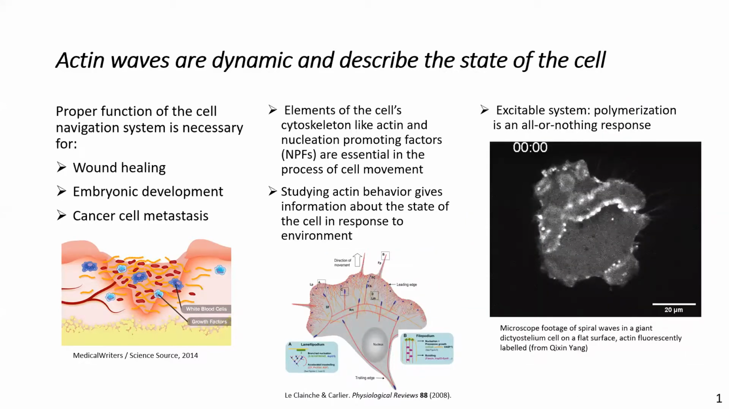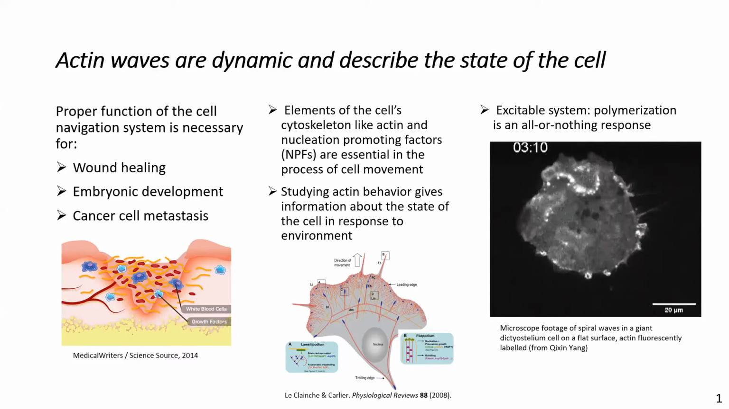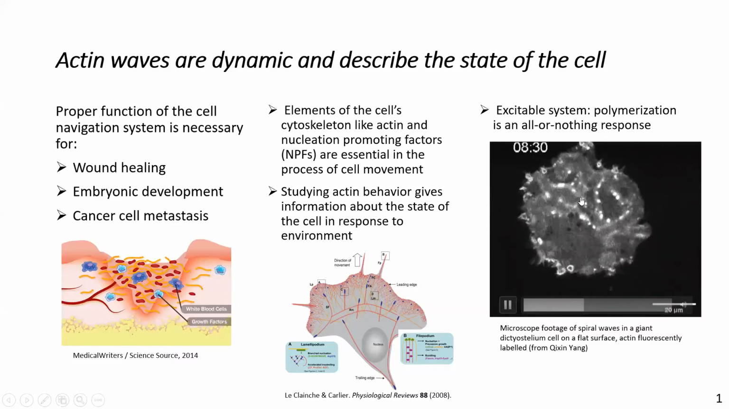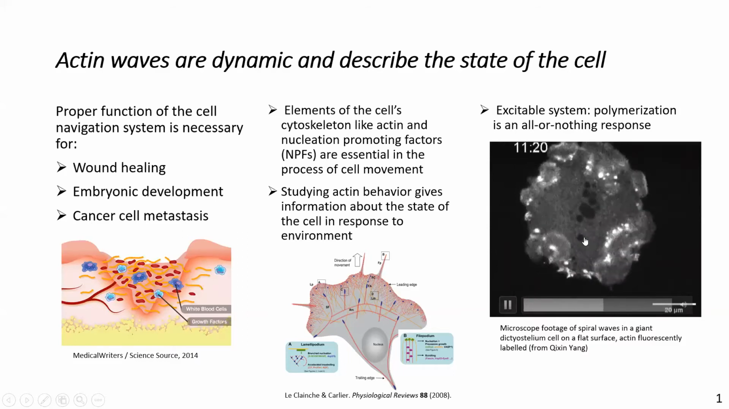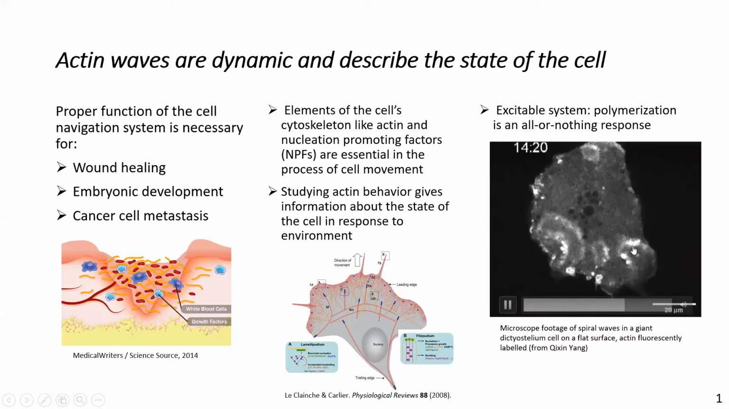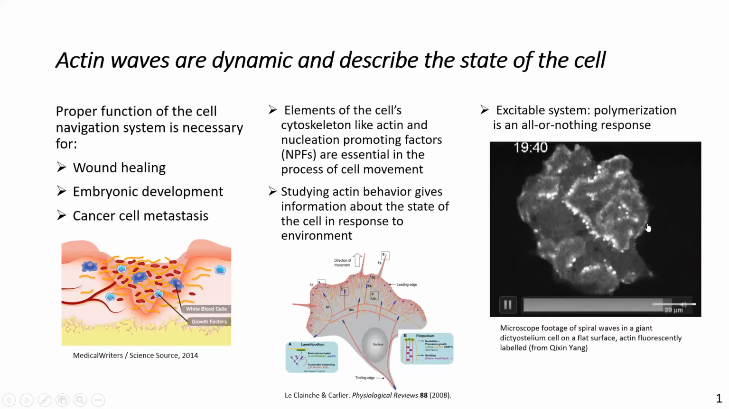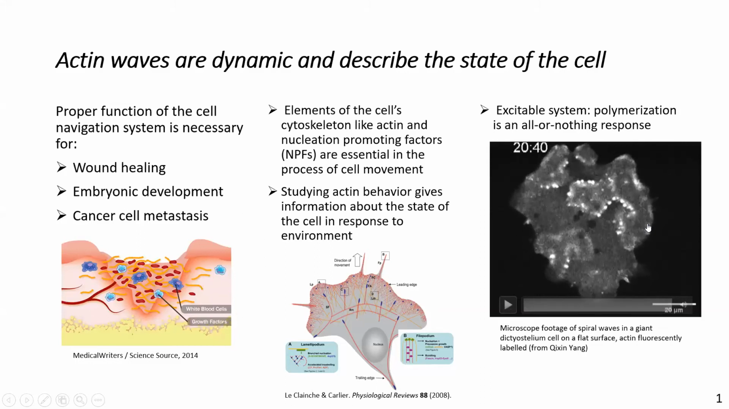So actin can polymerize in waves because it's an excitable system, this polymerization process. We can say that because polymerization is an all or nothing response, like an action potential. It either happens or it doesn't happen, and it allows us to see a wide variety of different behaviors. In this giant Dicty cell on a flat surface, we can see spiral waves forming, and it's also important to note that when these waves of actin push against the cell boundary, you can see the cell moving in that direction in space. So it really allows you to study its movement.